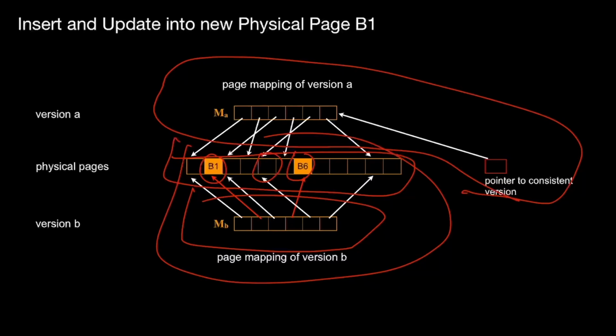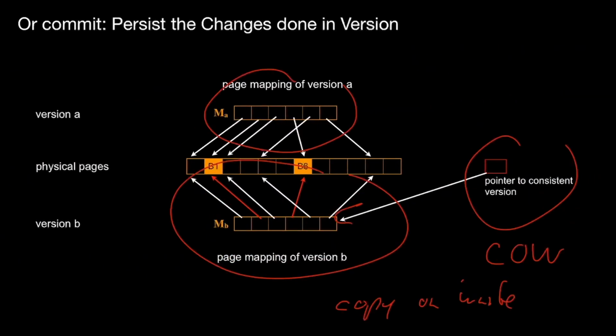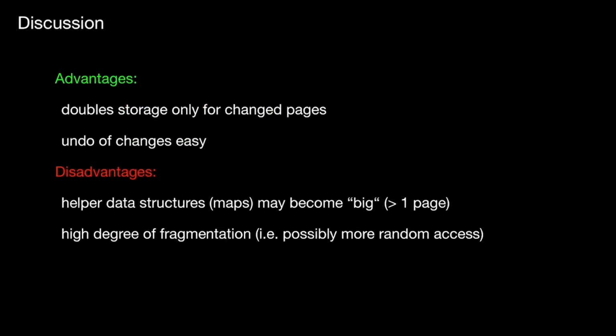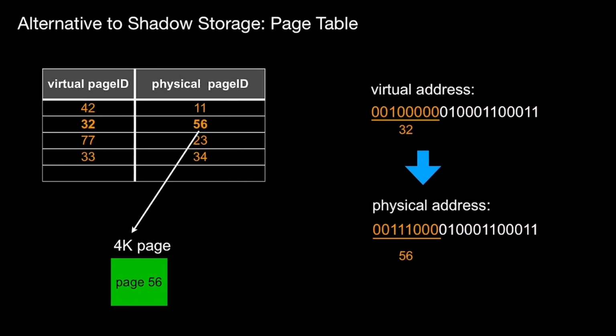And that's a very important mechanism in operating systems done through virtual memory management. So let's look at how this is actually done in virtual memory. Virtual memory doesn't have this pointer to a consistent version, but does something very similar with those indirections. This is again the pros and cons. You only double the storage for the changed pages, and undo of changes is easy. Helper data structures, whatnot.